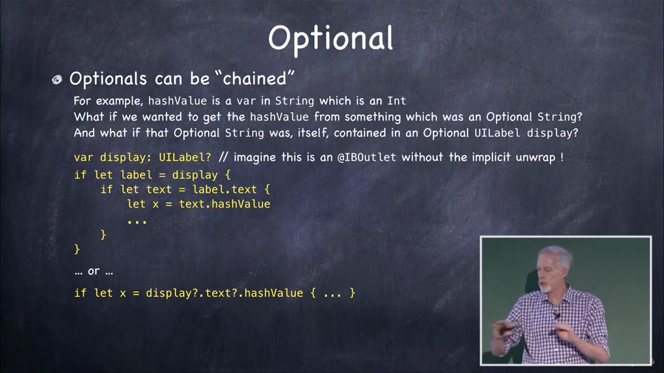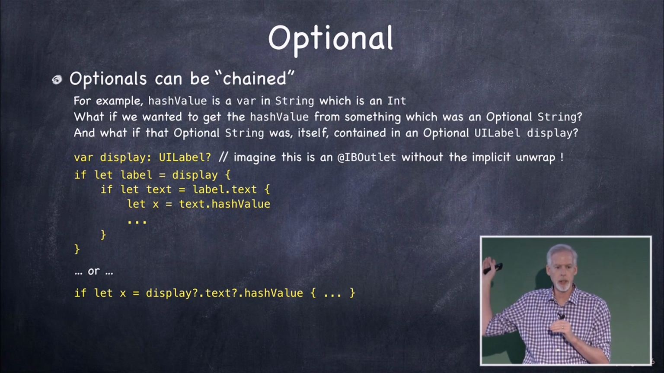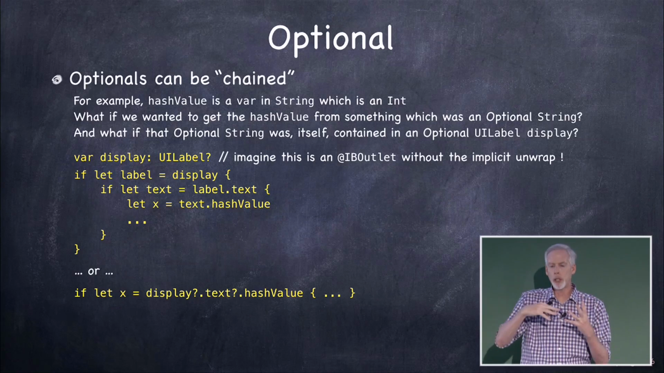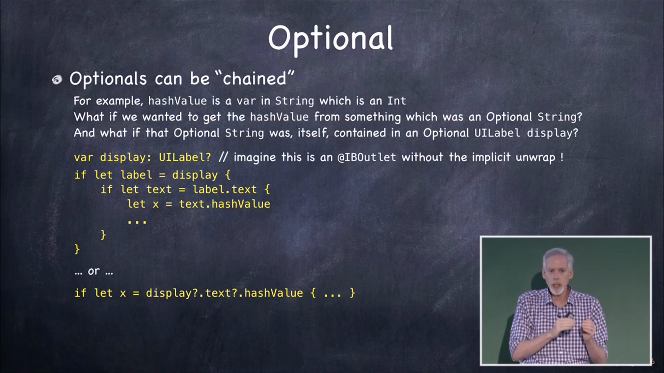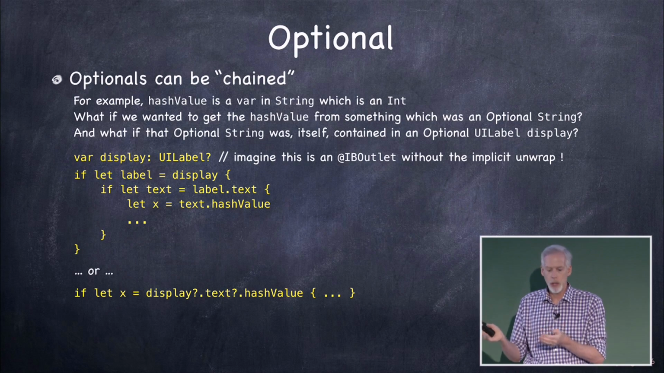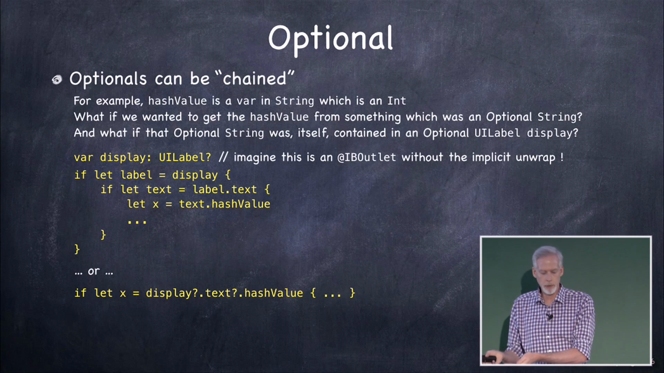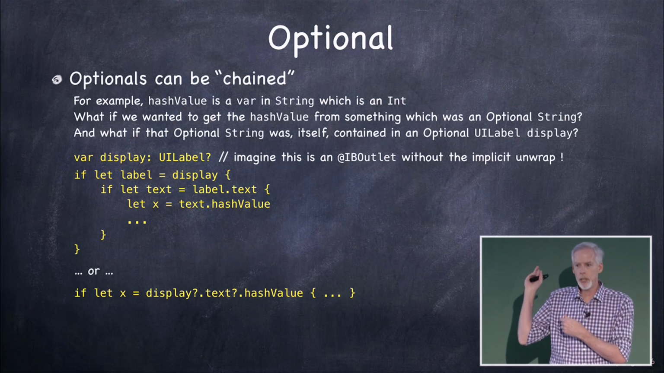If you can't, just return nil from this whole expression. Okay, this whole display question mark dot text question mark dot hash value, that whole expression will return nil if at any point any of these things that we're chaining unwrapped turns out to be nil. So if the display is nil, or if the display's text is nil, then this whole thing is going to be nil. So you see let x equal up there?